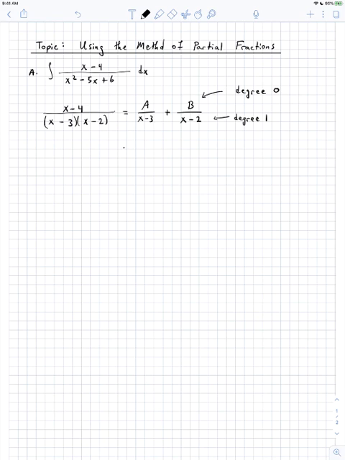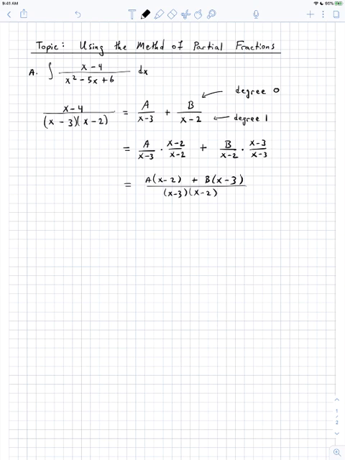Now the way that you proceed is you need to add these two fractions together, give them a common denominator. So the first one has an A in the numerator and x minus 3 in the denominator. What it needs is an x minus 2. But if you put it in the denominator, you have to put it in the numerator as well. And then it's B over x minus 2. This one needs an x minus 3, but again, it needs to go in the numerator as well. So now they have a common denominator, which is x minus 3 times x minus 2. The numerator is A times x minus 2 plus B times x minus 3. And the denominator is x minus 3 times x minus 2.